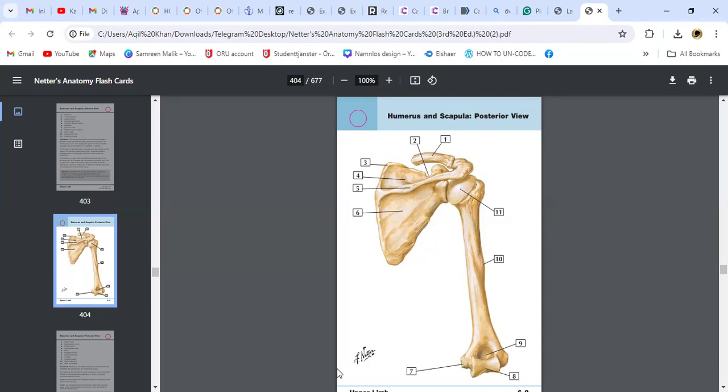In the next recording, we will discuss the muscular attachments in this region and all the ligaments and all the important structures which are attached here, clavicle, scapula, and humerus.